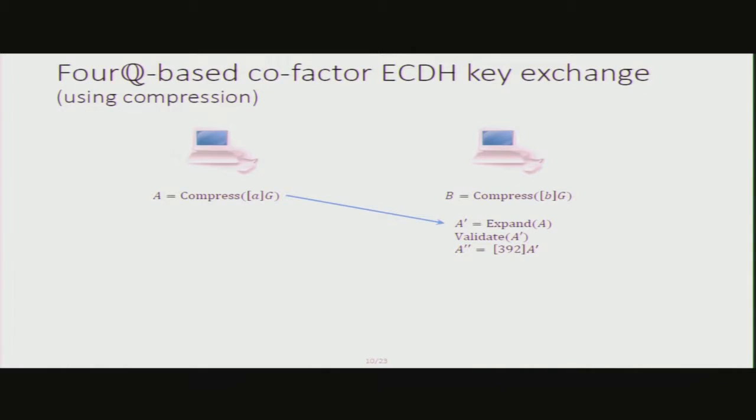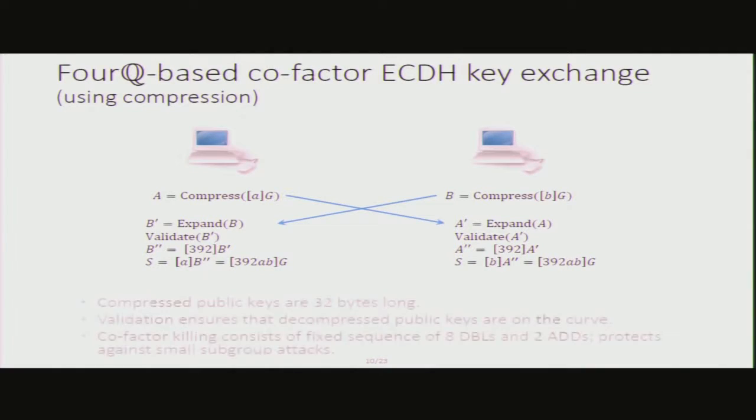Now here is the cofactor part. You have to compute 392 times the validated value, and this computation consists of 8 doublings and 2 additions. And then the final computation to get to the supposedly shared secret. On the other side, you perform roughly the same operations, and hopefully you get to the same shared value.